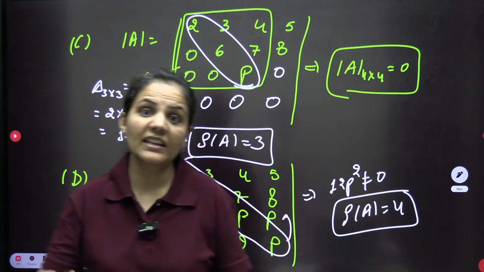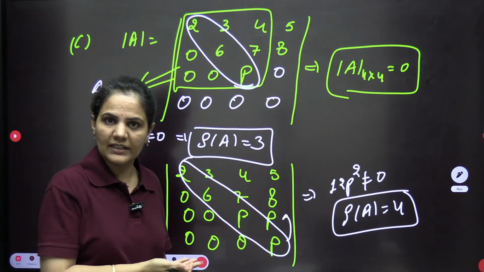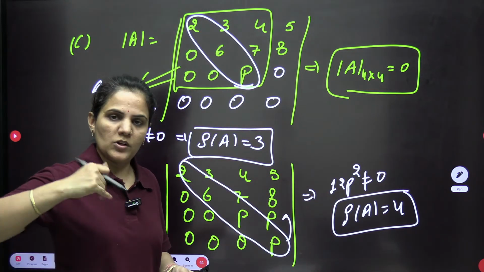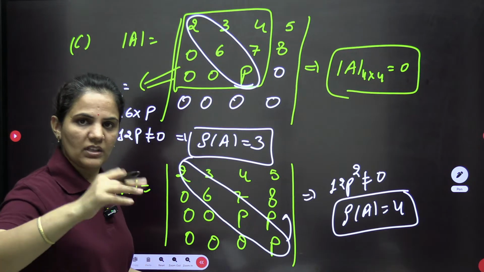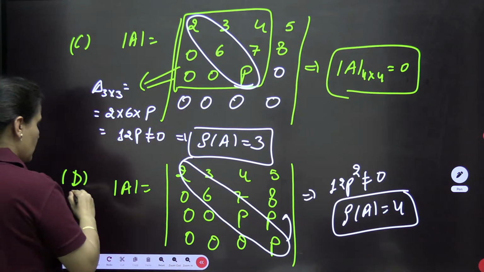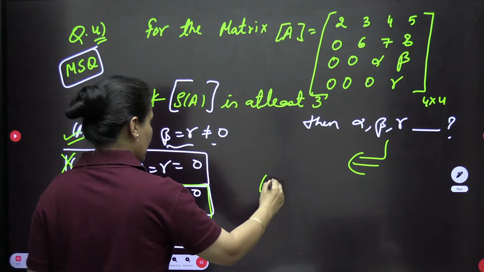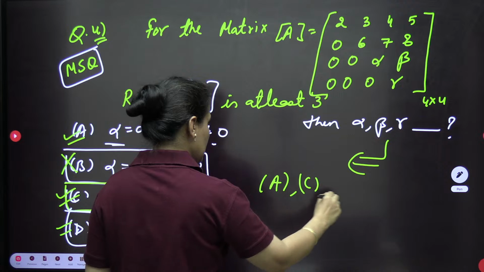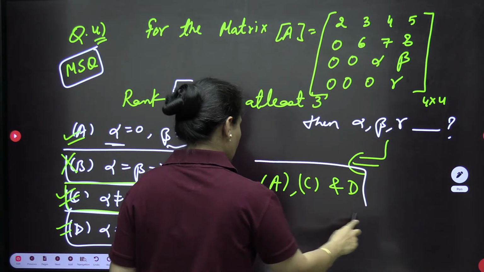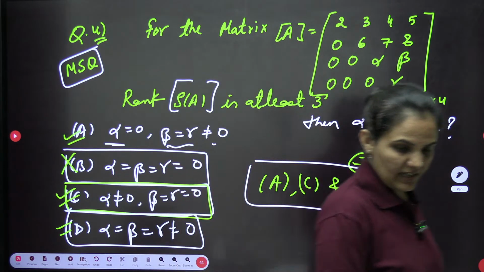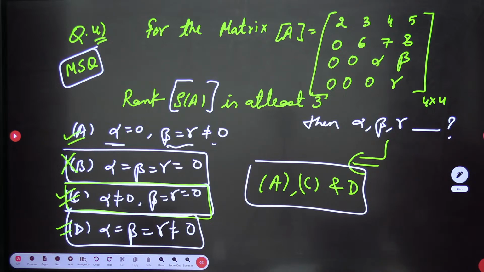My question is asking that rank should be minimum 3. So yes, this is satisfying. Minimum 3 means it is possible to have more than 3 as well. So 3 and 4 both are possible. So yes, this is true. This option is true as well. So which are the correct ones? The correct answers are A, C and D here. These are the correct options.